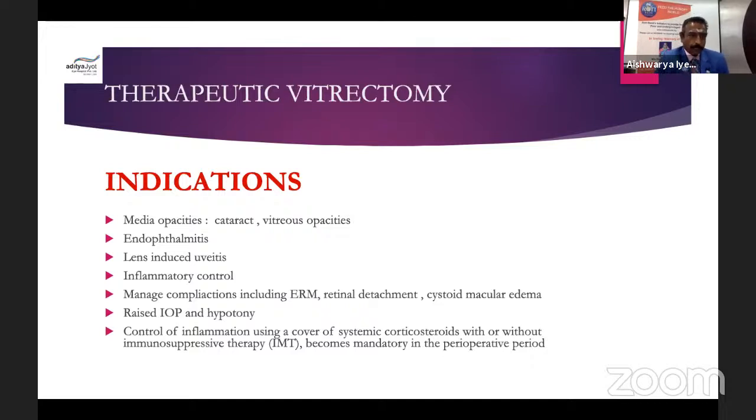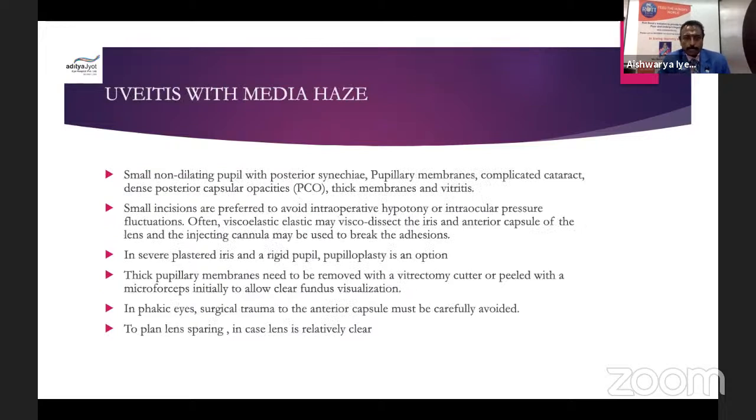And in endophthalmitis, lens-induced uveitis, inflammatory control, manage complications like epiretinal membrane, retinal detachment, cystoid macular edema, and raised intraocular pressure or hypotony, and control of inflammation using a cover of systemic steroids with or without immunosuppressives becomes mandatory in the perioperative period. And uveitis has media haze. Sometimes they have a small pupil. So I use the wide angle from 90, that means 31st year now. And I'm glad most of the world I taught how to use wide angle.